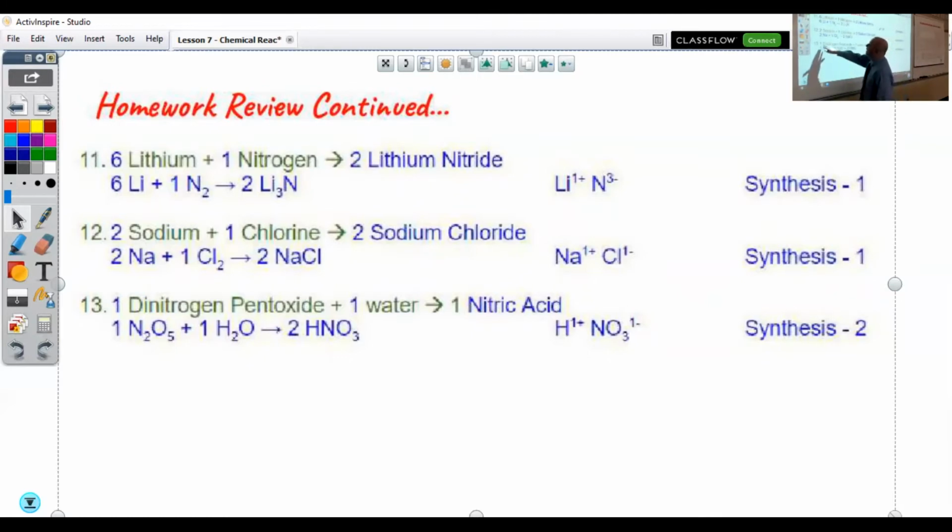Finally, number 13, I have dinitrogen pentoxide plus 1 water. We have a non-metal oxide combining with water, so we're going to get an acid out of that. So H+, our acid is NO3-, so H1 plus NO3-1 means we have 1 of each. If you're looking at how to balance this, we have 2 nitrogens here, so we need to have 2 copies of nitrogen here. 5 oxygen plus 1 more is 6, so we have 6 oxygen here, and then 2 hydrogen, 2 hydrogen. Okay.